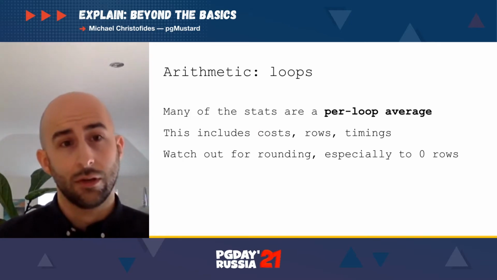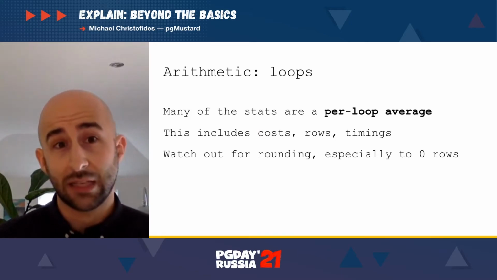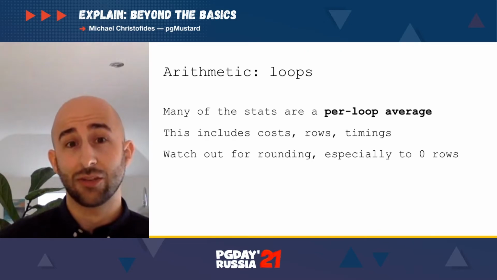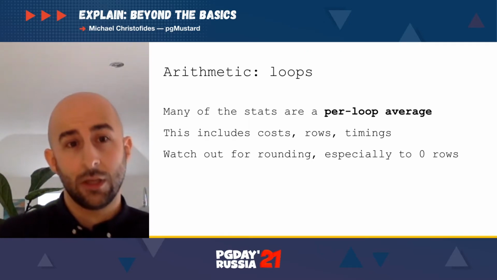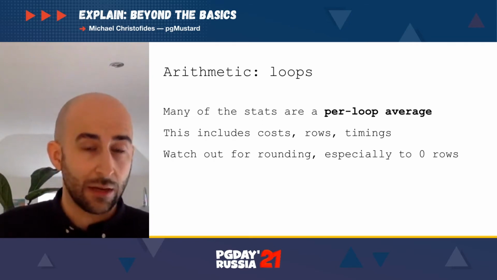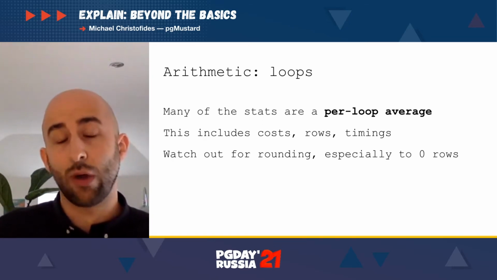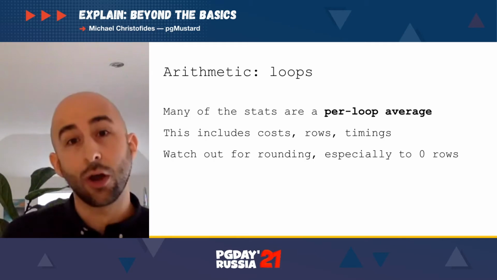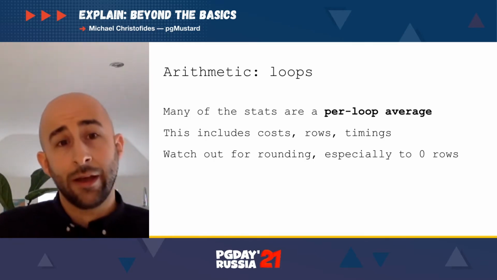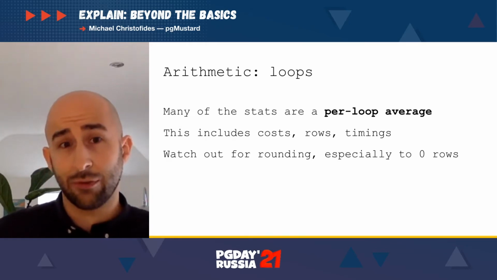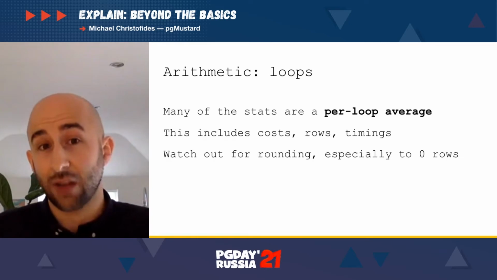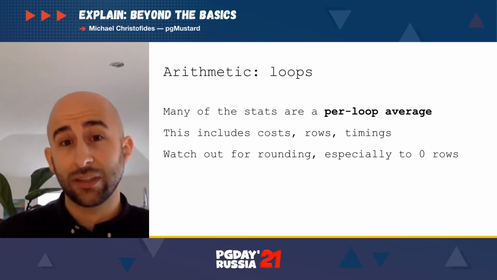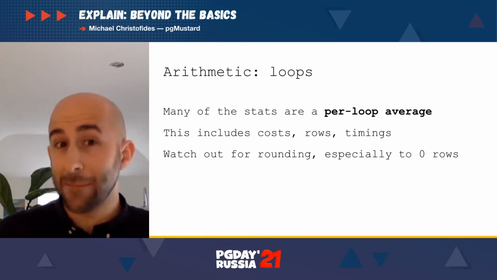Great. So diving into the arithmetic, the first thing I'm going to mention is to keep an eye out for loops. This could be, and I'll show you an example in a moment, a nested loop where one of the operations is being looped over multiple times. Many of the stats that you'll see reported and that you probably have covered in previous explain talks, things like costs, rows, and the timings, are reported as a per loop average. So that's a mean.